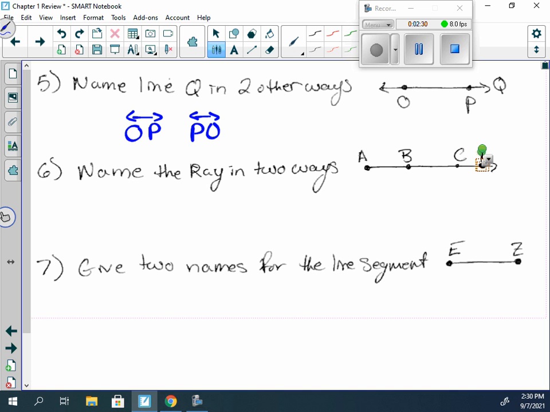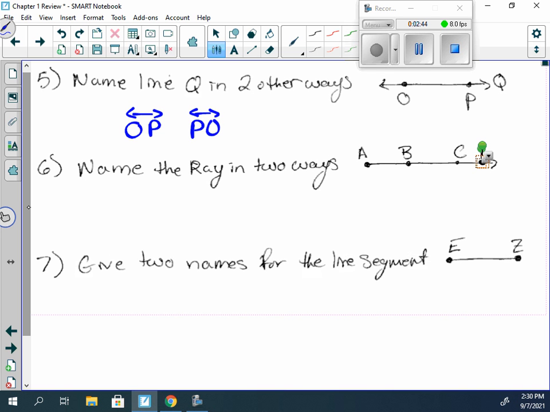How many points do we need to name a line? 2. It is exactly 2. Now Q, since it's at one of the arrows, it's naming the line itself. It's not an actual point. So we would either use OP or PO. And that's it. That's all we would need to do for number 5. Any questions on 6 or 7?